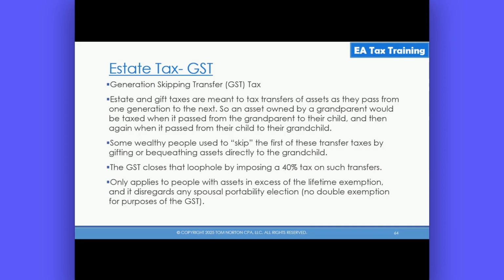So the generation skipping transfer tax closes that loophole by imposing a 40% tax on any such transfer. Now, of course, this only applies to people with assets in excess of the lifetime exemption. Under the lifetime exemption, you don't have to worry about the GST. And also, though, it does disregard any spousal portability election. So if the one spouse gets the double exemption, they don't get to count the double exemption for purposes of the GST.